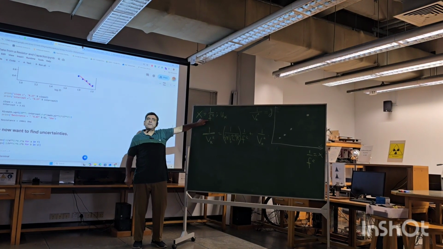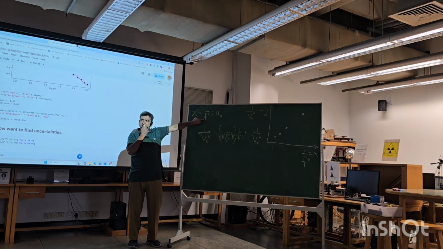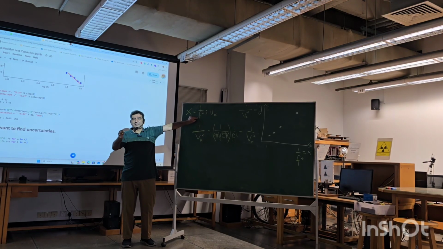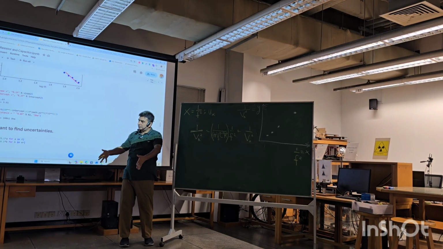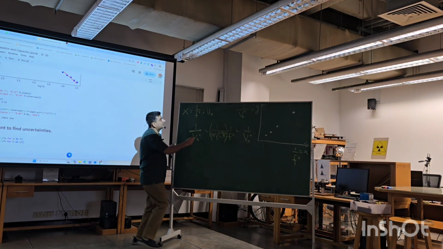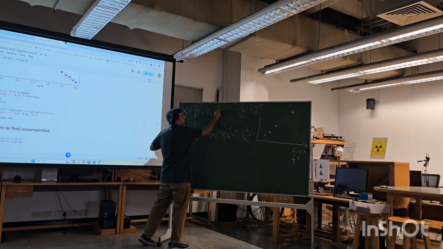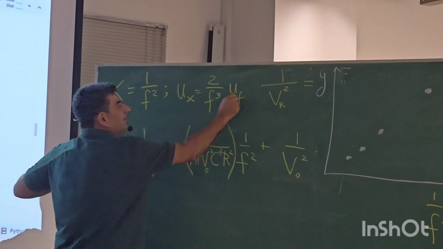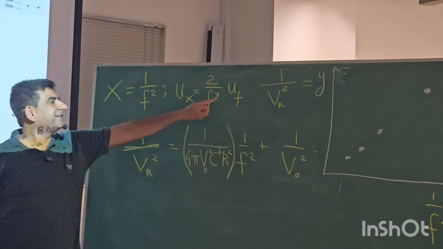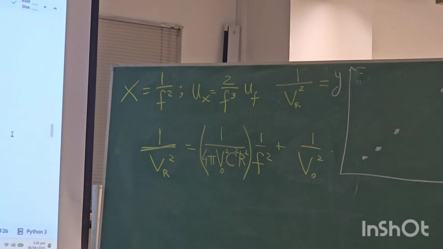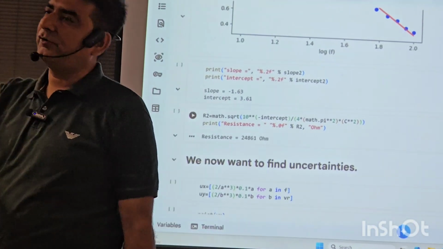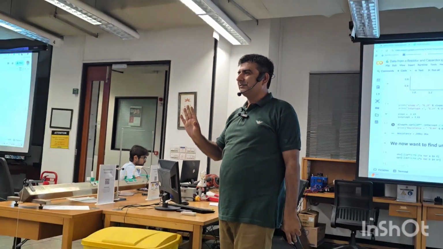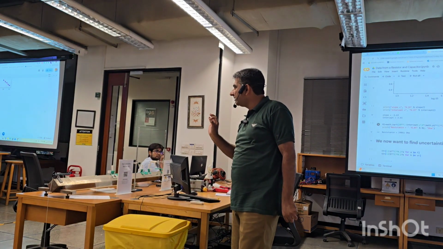So what's the derivative of 1 over f squared with respect to f? Minus 2 over f cube. So forget about the minus sign. We're dealing with uncertainties, so let's take the absolute value: 2 over f cube into the uncertainty in f. The uncertainty in f is 10% of the value of f. Got it? Alright?